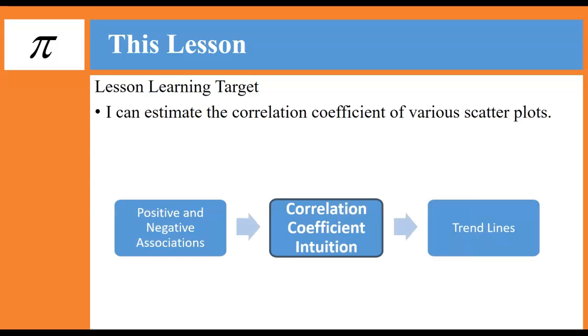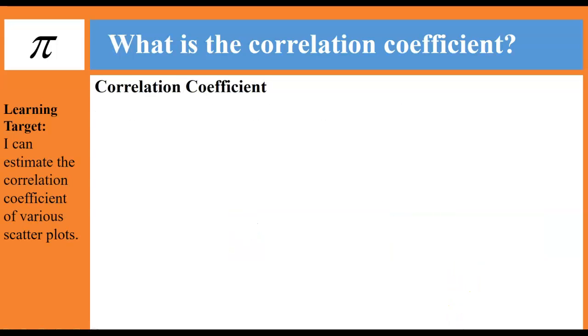Prior to this correlation coefficient intuition lesson, you should have a good idea of positive and negative associations, and then we would use something like this when creating trend lines. A trend line is just another tool that we can use when looking at scatter plots. So let's take a look at what is the correlation coefficient. What is it? What does it do?